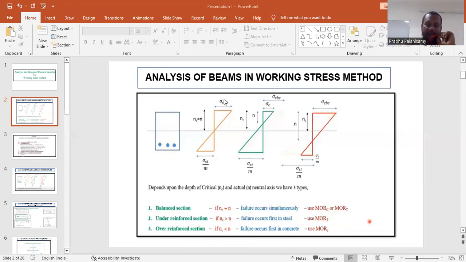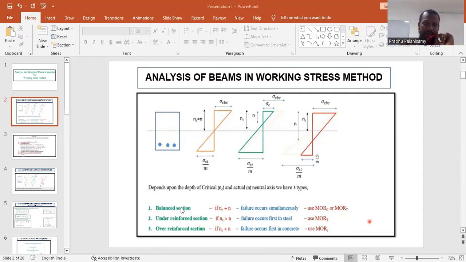Failure in the balanced section occurs simultaneously. In the under reinforced section, failure occurs first in the steel and then in the concrete. In the over reinforced section, failure occurs first in the concrete and then in the steel. For the balanced section, we may use the moment of resistance formula in tension or compression. For the under reinforced section, we use only the tension formula to find the moment of resistance, and in the over reinforced section, we use the moment of resistance in compression formula.